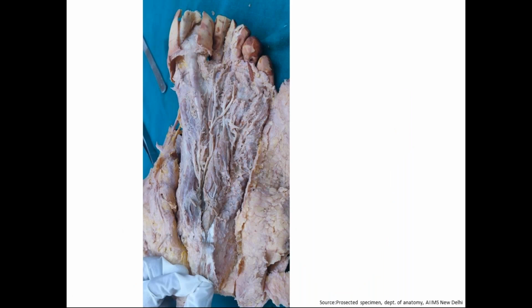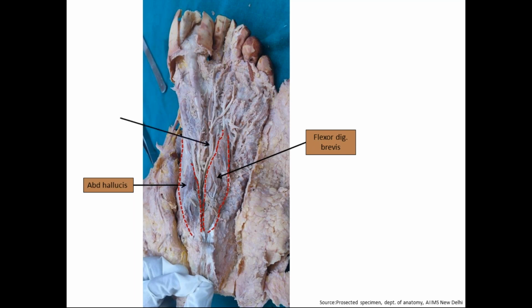Okay, so in this image, this is the prosected specimen of our department. What we can identify in this region, the superficial fascia and the plantar aponeurosis have been removed. So we can identify three muscles. In the midline, you can see this is the flexor digitorum brevis, and on the medial side, you can see the abductor hallucis, and between these two muscles you can see this nerve which is emerging. So these are showing the branches or the main trunk of the medial plantar nerve.